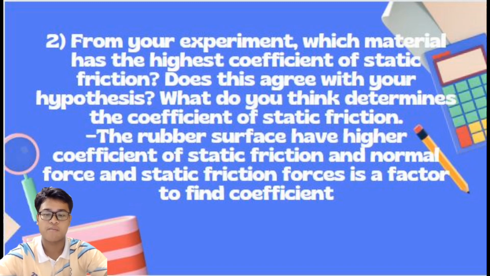Second, from your experiment, which material has the highest coefficient of static friction? Does this agree with your hypothesis? What do you think determines the coefficient of static friction? The answer is the rubber surface has a higher coefficient of static friction, and normal force and static friction force are factors to find the coefficient.